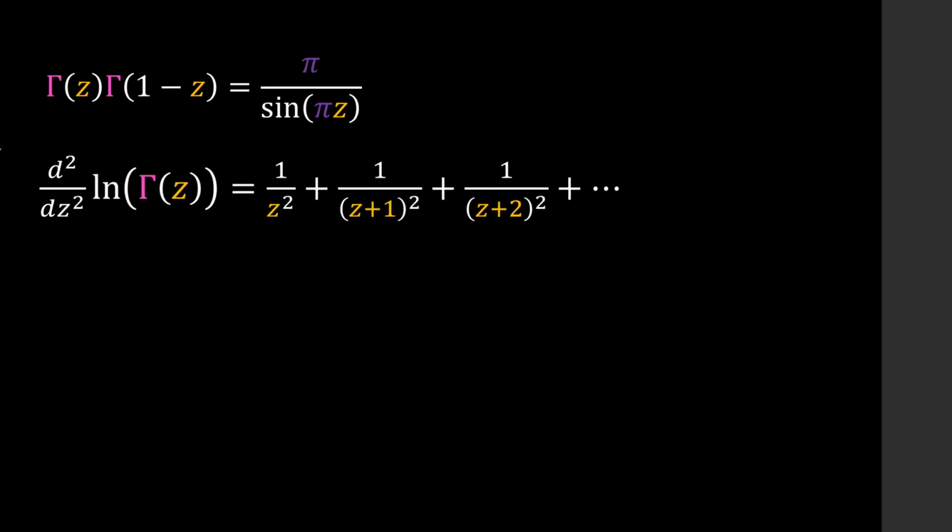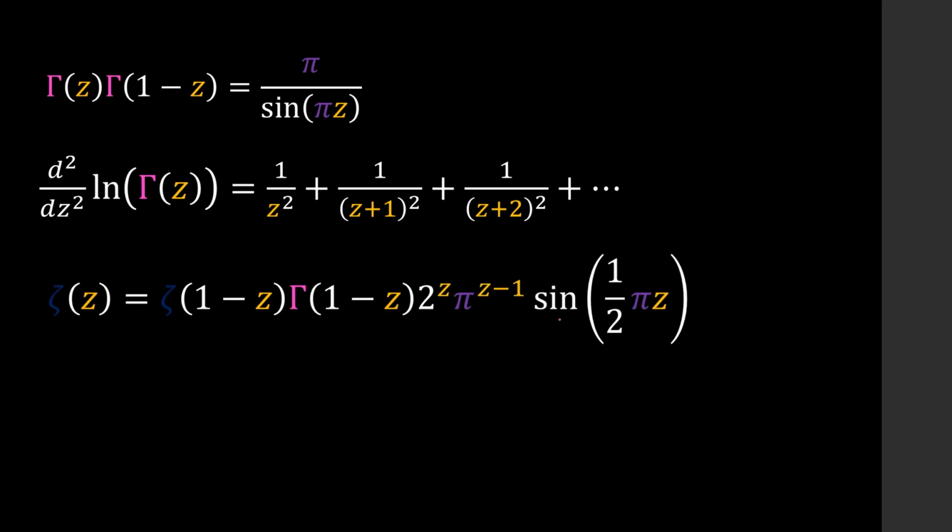You also have this very nice identity for the second order derivative of the log of gamma of z. Again, the log of gamma of z is very useful, and we already saw that it's convex. And it's actually just 1 over z squared plus 1 over z plus 1 squared plus 1 over z plus 2 squared plus ... And it gives us a nice relationship with the zeta function.